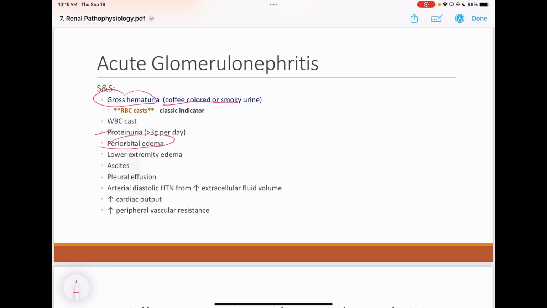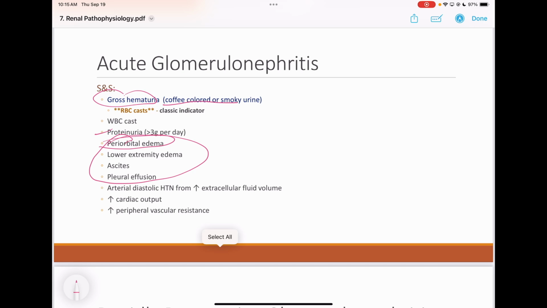So all of these are all due to protein loss. Periorbital edema, lower extremity edema, ascites, pleural effusion. Those are all due to hematuria. You're losing the protein out of the blood. Your oncotic pressure is reduced, so we get all this swelling going on.